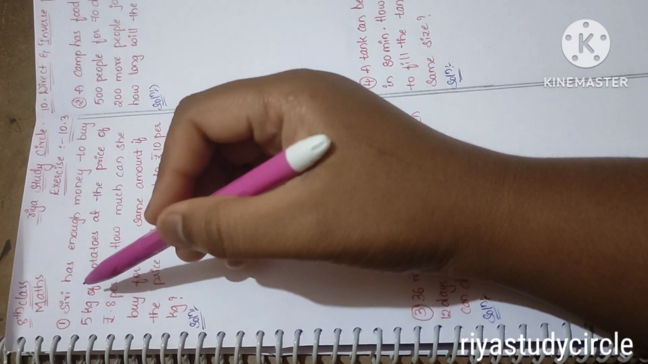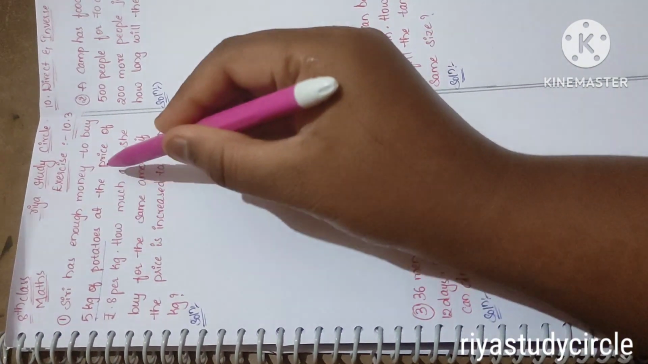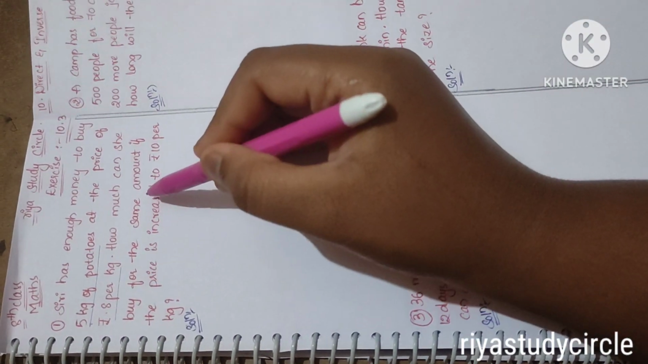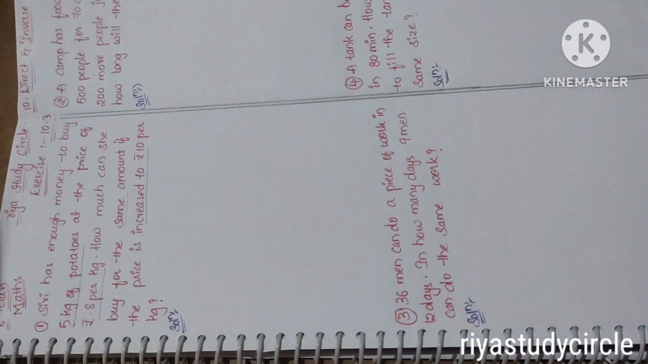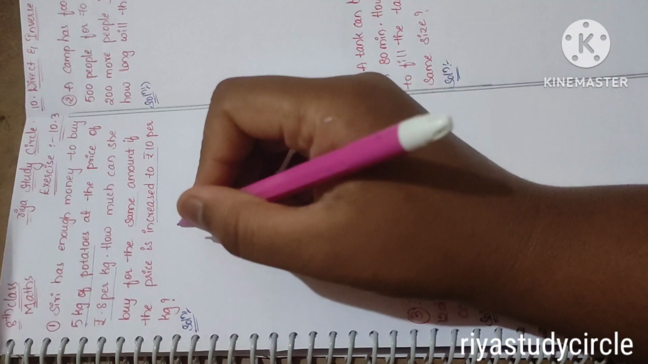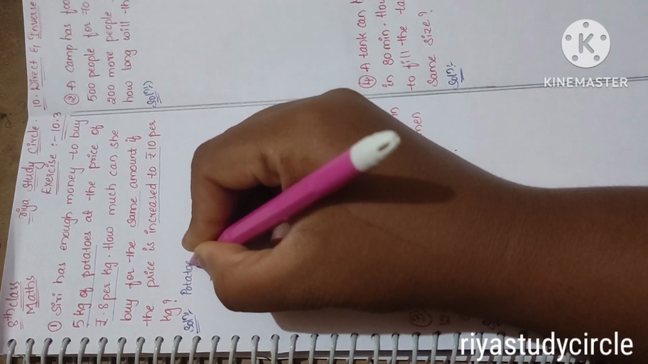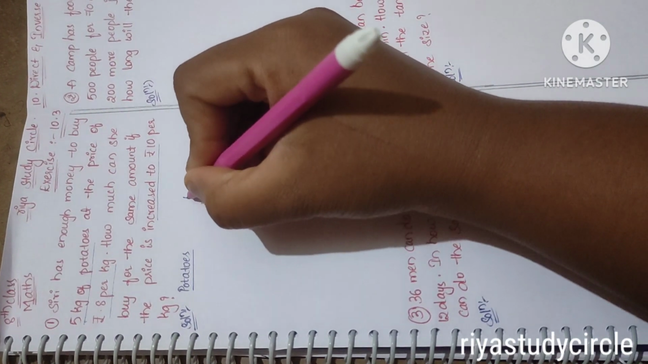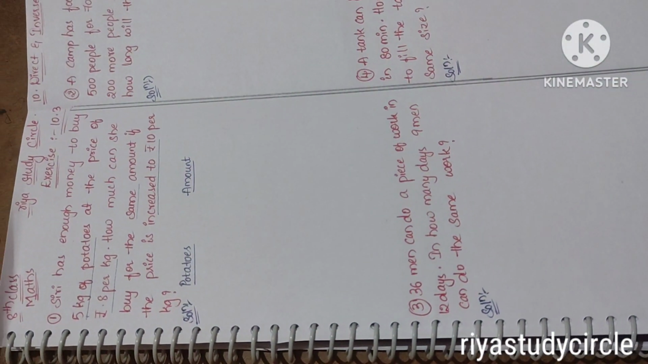First problem: Siri has enough money to buy 5 kg of potatoes at the price of 8 rupees per kg. How much can she buy for the same amount if the price is increased to 10 rupees per kg? So here she has some amount in her hand. If the potatoes are 8 rupees per kg, she can buy 5 kg with that amount. If the price is 10 rupees, how much can she buy with the same amount? That is the question.